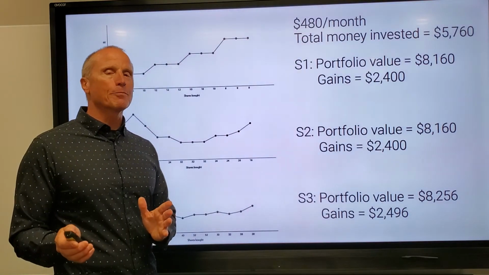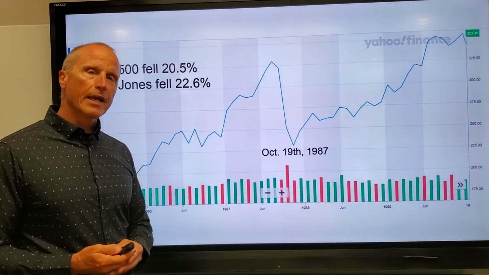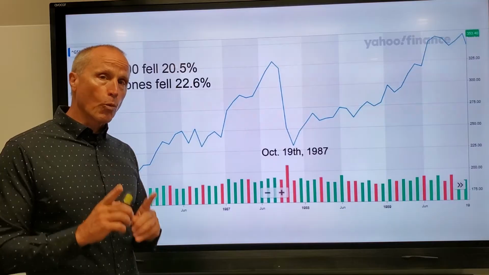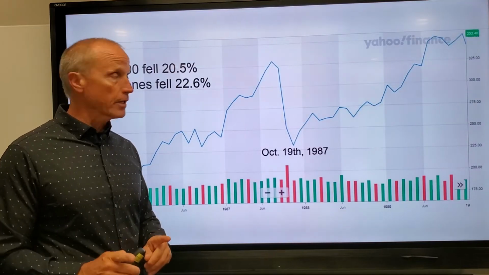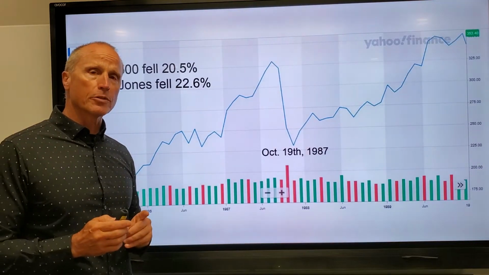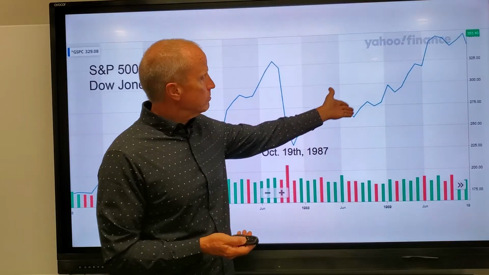Now, let's take a look at some actual periods that actually happened in the market. This is October of 1987. I want to highlight this because it's the single biggest one-day drop ever in the market. In one day alone, the S&P 500 fell 20.5%. What a lot of fear and panic that caused, okay? But notice the market recovered.